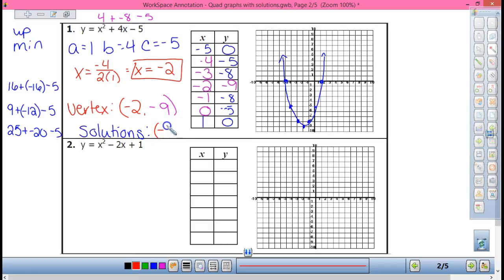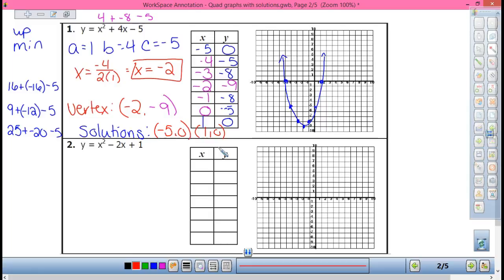Negative 5, 0, because I'm looking for points. So negative 5, 0 is the one point where it crosses the x-axis. What's my other point where it crosses the x-axis? 1, 0. So your solutions are written as points. Okay? Anytime you write down points, they have to be in what? Parentheses. Yeah. Some of us aren't putting our solutions in parentheses. Some of us aren't putting our vertex in parentheses. Okay? Anytime that you're writing down a point, it's got to be in parentheses. Okay? One more? Yeah. We're going to do number 2.